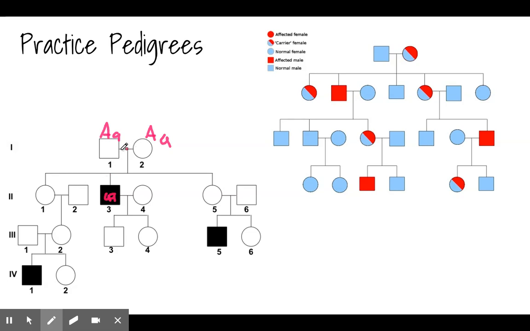As we see these individuals marry, they have a daughter, a son, and another daughter. She doesn't have it, so she at least has a capital letter. She doesn't have it either. So as we said, if it is autosomal recessive, then everybody that has 2 lowercase letters would be shaded, like this individual here.